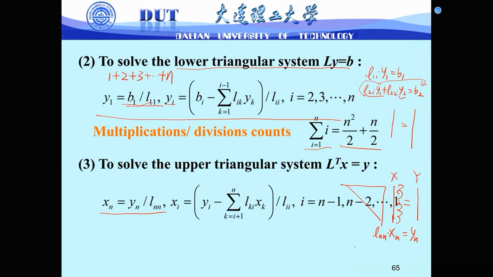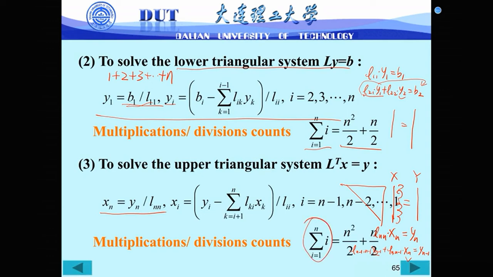Okay, and then you can consider the equation l_(n-1,n-1) multiply x_(n-1) plus l_(n,n-1) multiply x_n equal to y_(n-1), right? The last second equation, and you can solve x_(n-1) because we already know x_n, right? So multiplication, division twice. Also we know the multiplication and division counts have the same cost, right? To solve a lower triangular system and to solve the upper triangular system, the cost is the same. Remember?